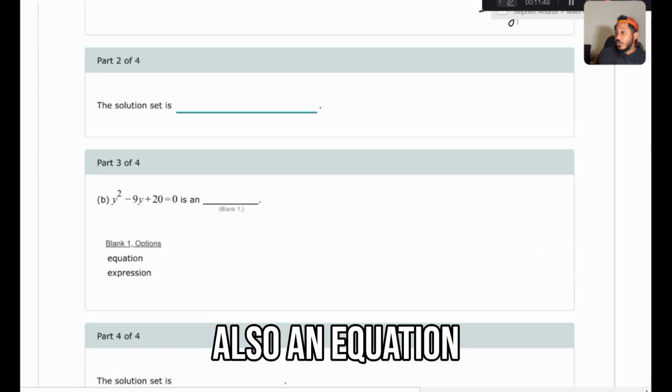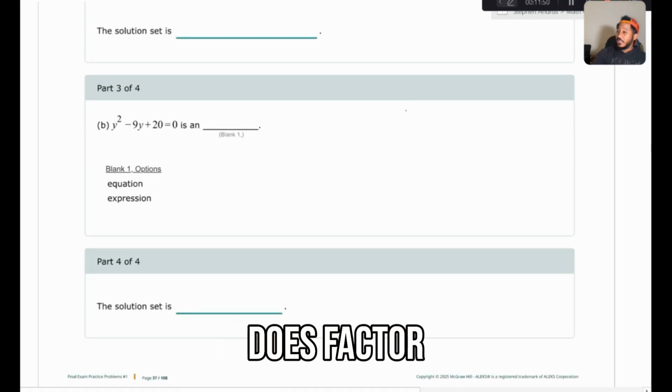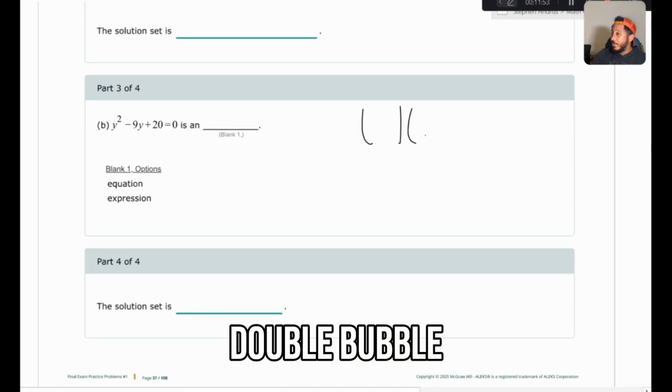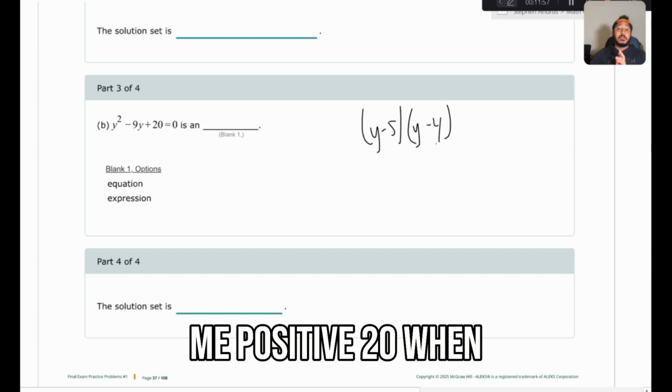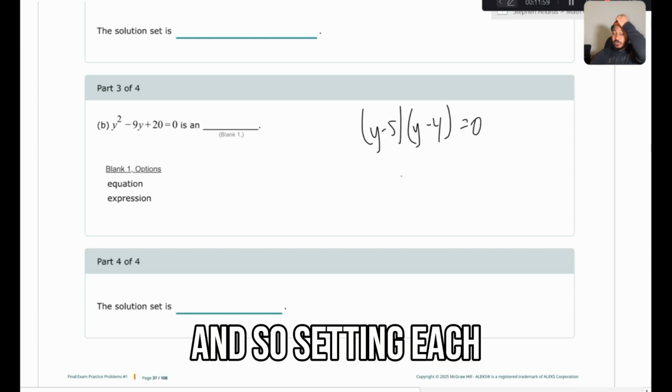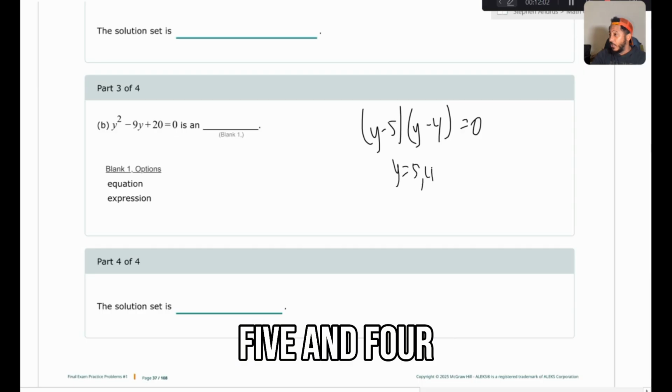Okay, whereas the second one's also an equation, but to solve it, I think this one does factor, right? So double bubble, y and y, and I think negative 5 and negative 4 works because that gives me positive 20 when I multiply it, right? And so setting each factor equal to 0, we get y equals 5 and 4. Those would be the 2 solutions.